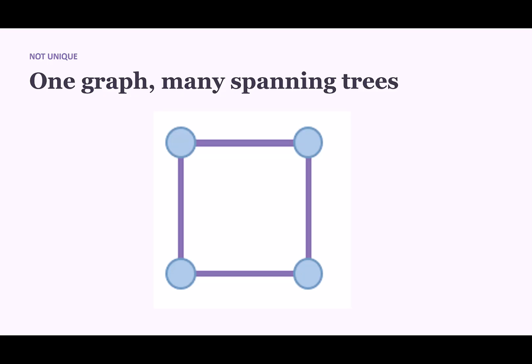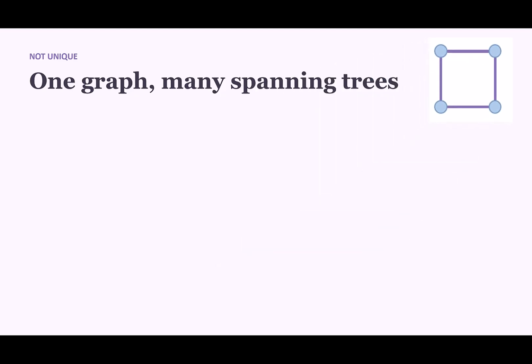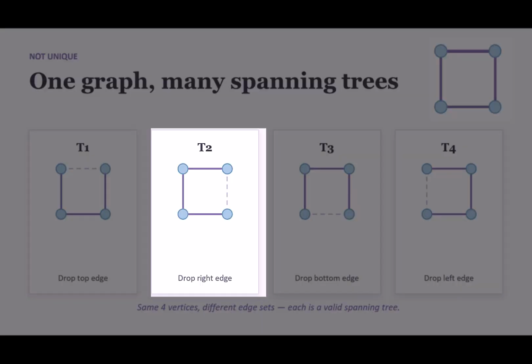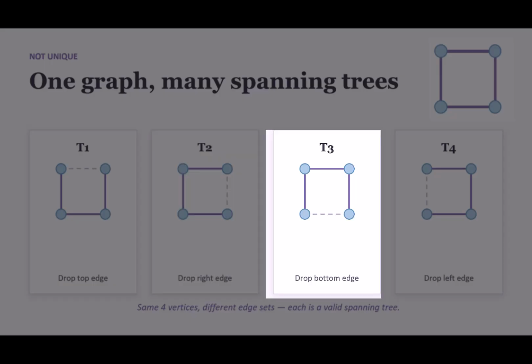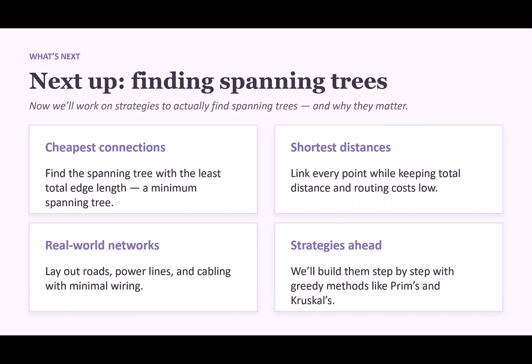Take, for example, this graph with 4 vertices and 4 edges. We need to drop one edge to form a tree. We have choices of dropping the top edge, the right side, the bottom, or the left edge. Each of the 4 variations keeps the same original 4 vertices, we just drop a different edge, but each is a valid spanning tree. Because there are so many different spanning trees for graphs, we need to work on strategies.